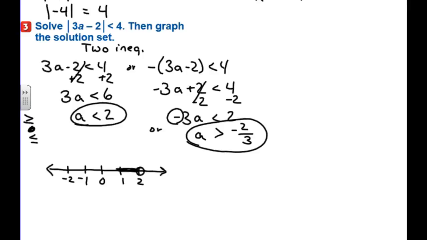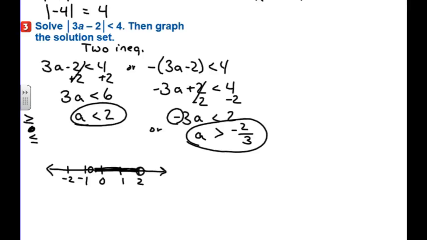And it would be somewhere between 0 and negative 1. And it would be closer to negative 1. So you would put a circle about there. If you put it closer to the 0, that wouldn't quite be right. You got to make it logical. But you're still estimating, but a good estimate. And a has to be greater than negative 2/3 or less than 2. And so this is what your solution set will look like.